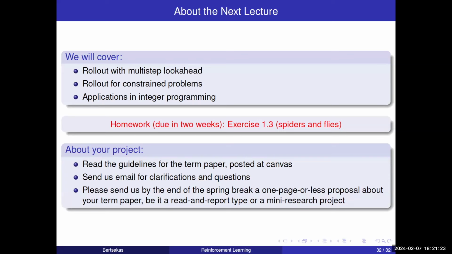For the proposal, in the case of the read and report type, we want to know what is the subfield that you're interested in, and we'll ask you for a tentative list of references for what you plan to read. In the case of the mini research project, we're interested to know what problem you're thinking about and what kind of methodology you're thinking of using. And also please include a tentative list of references that are relevant to this. So send us that by the end of spring break. You can email these directly to Professor Bertsekas, and please CC Yu Chao and me. Are there any questions?